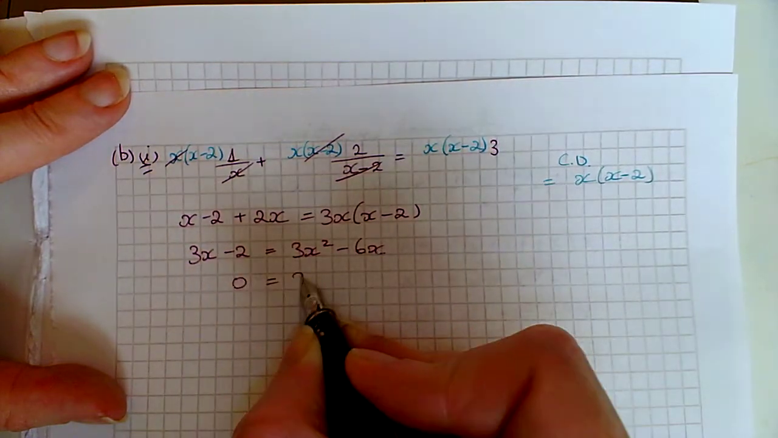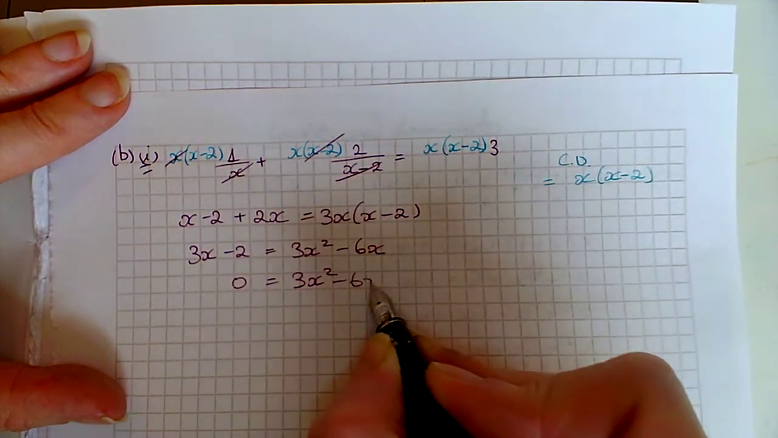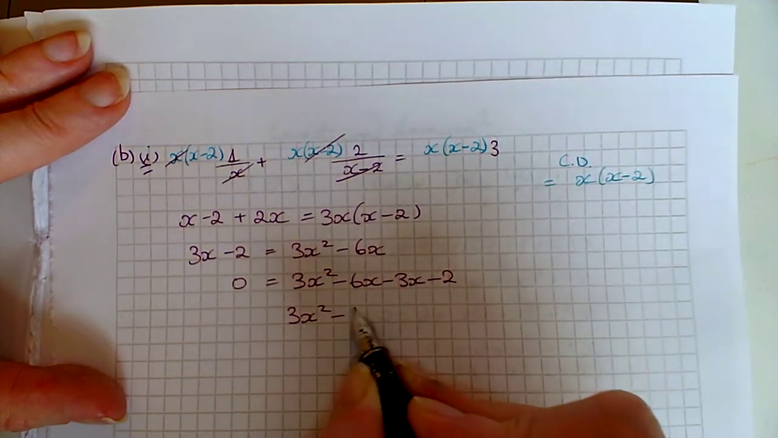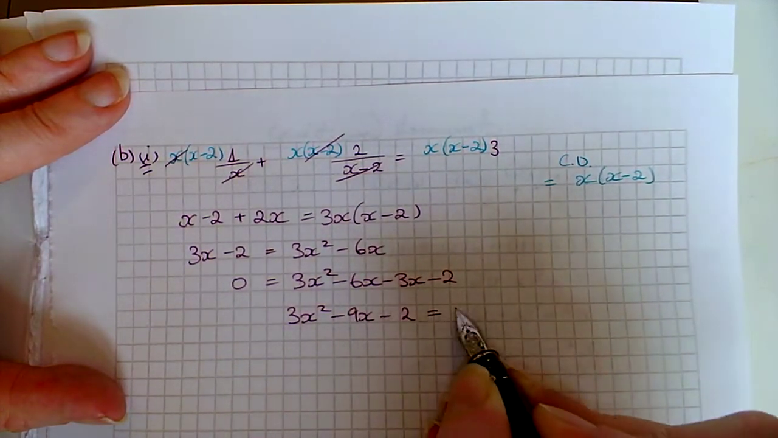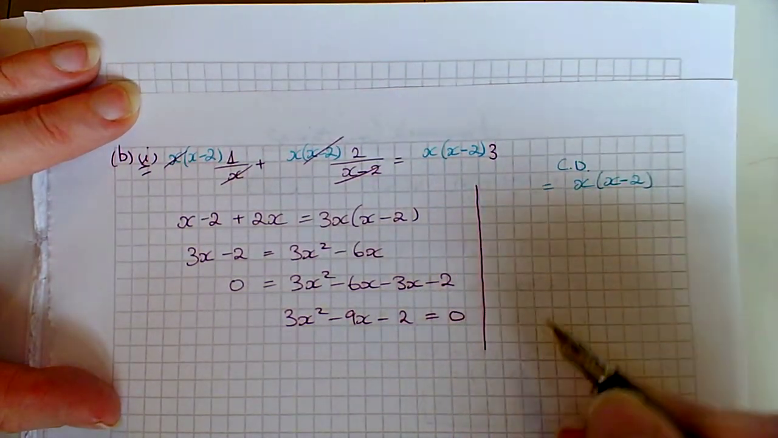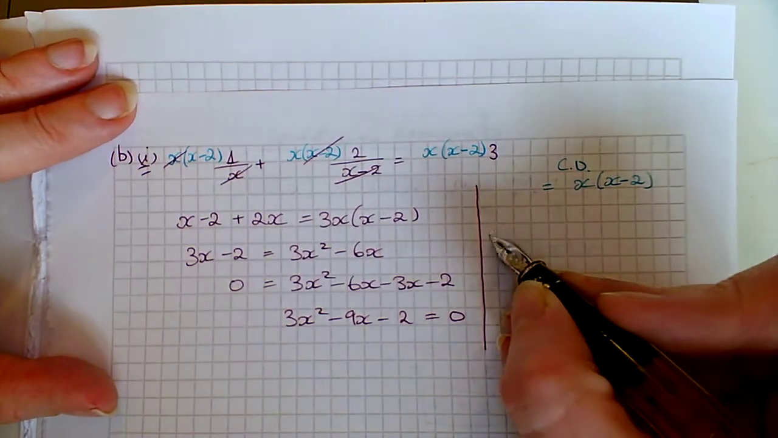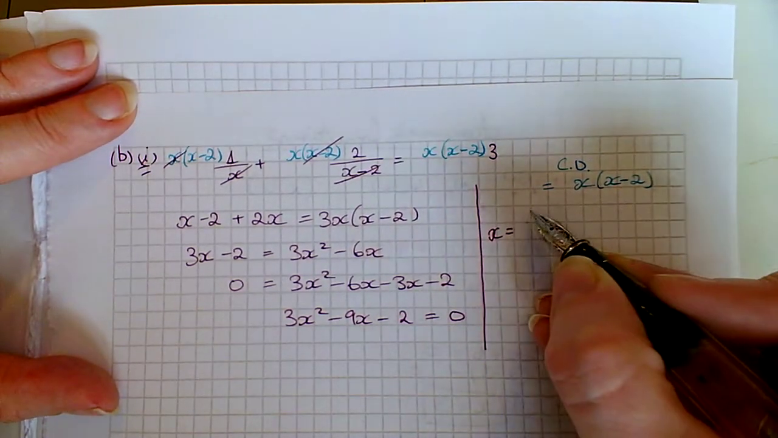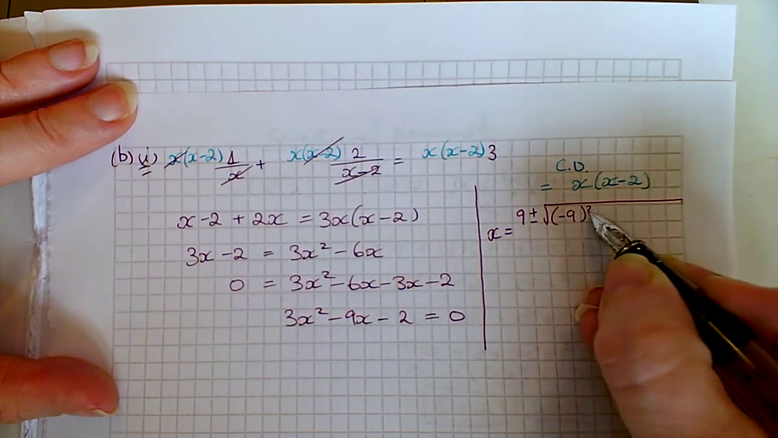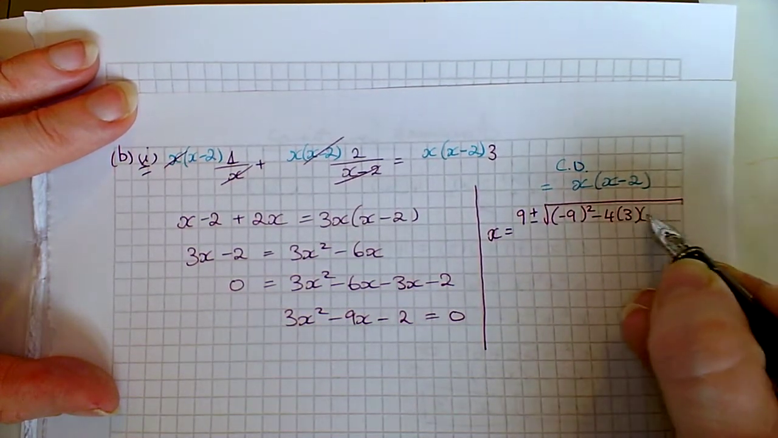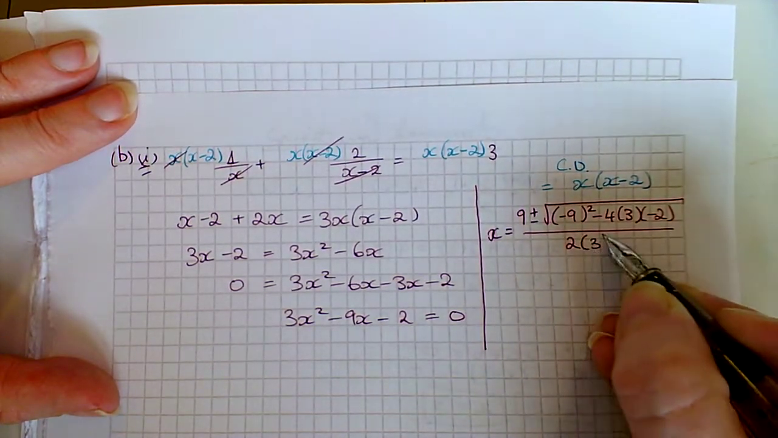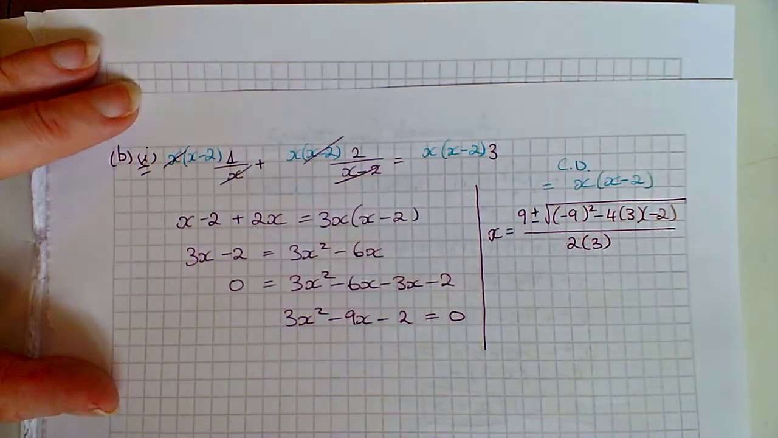Bring everything to one side. 3x squared minus 6x minus 3x minus 2. 3x squared minus 9x minus 2 is equal to 0. And again, I probably can solve this by factorizing, but I'm going to use the minus b formula. x will be minus b plus or minus the square root of b squared minus 4ac. Just be careful with your signs or you can get a wrong answer. All over 2a.